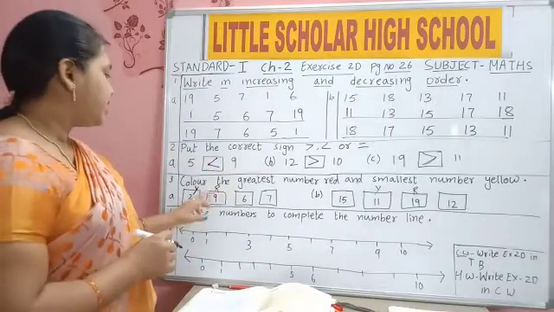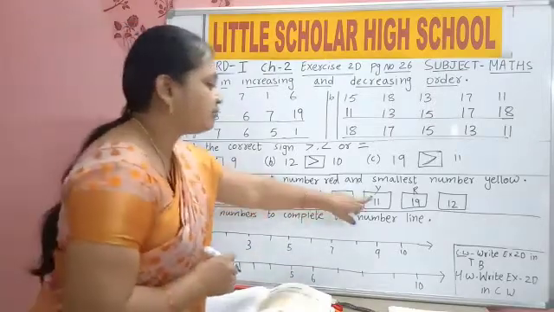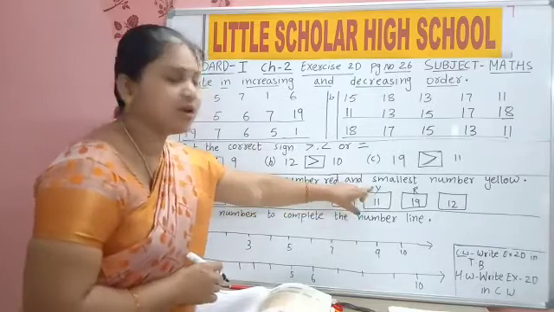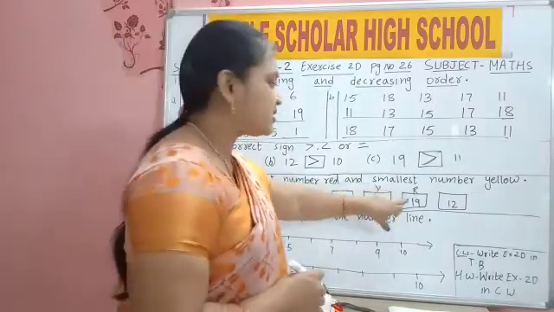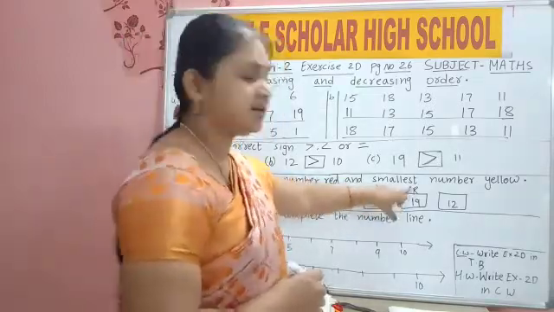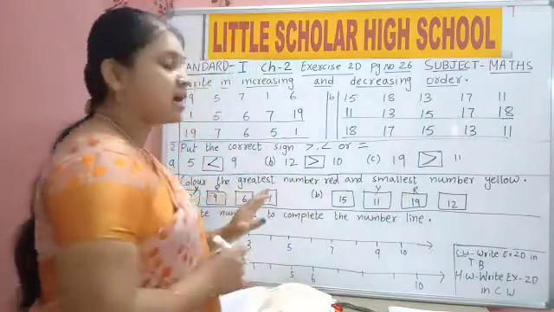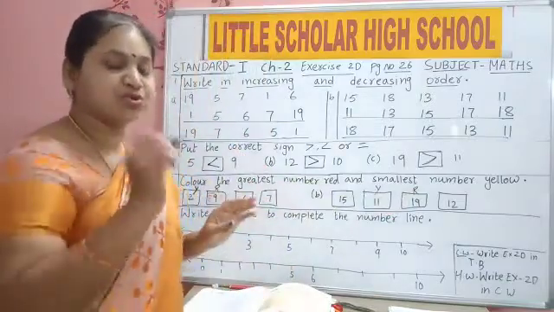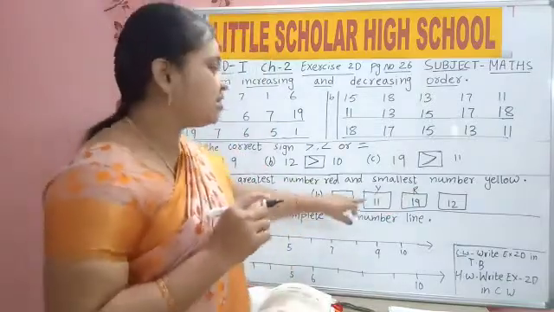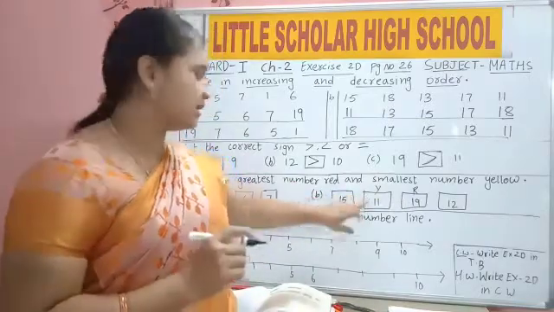Now the smallest number 11, so yellow. The greatest number 19, so red. Understood, children? Color these two neatly. You should color the full box with a color pencil.